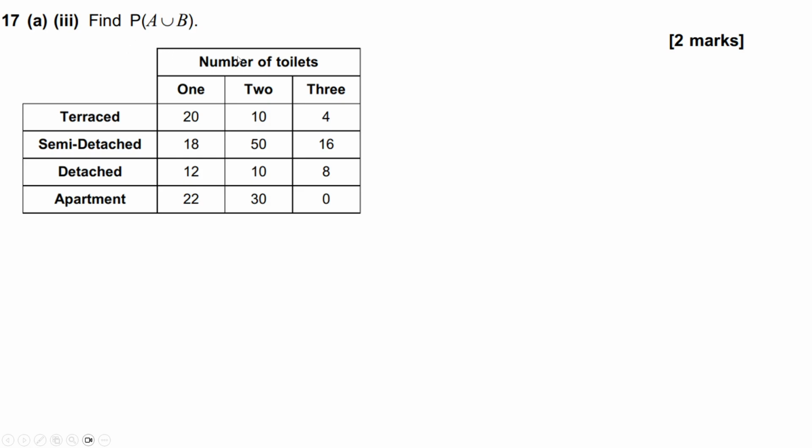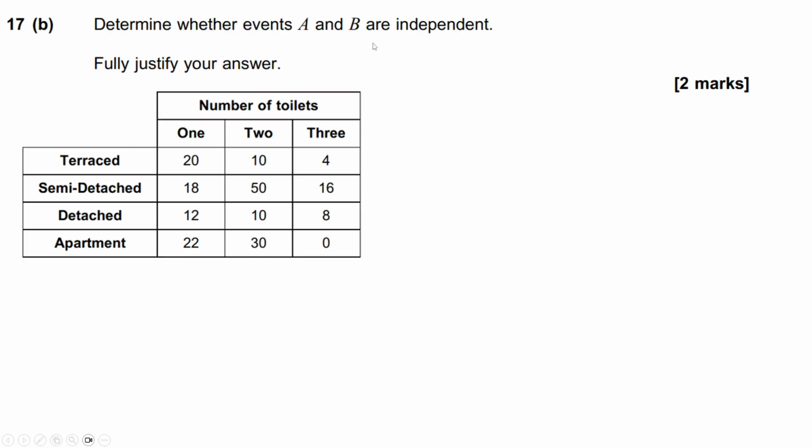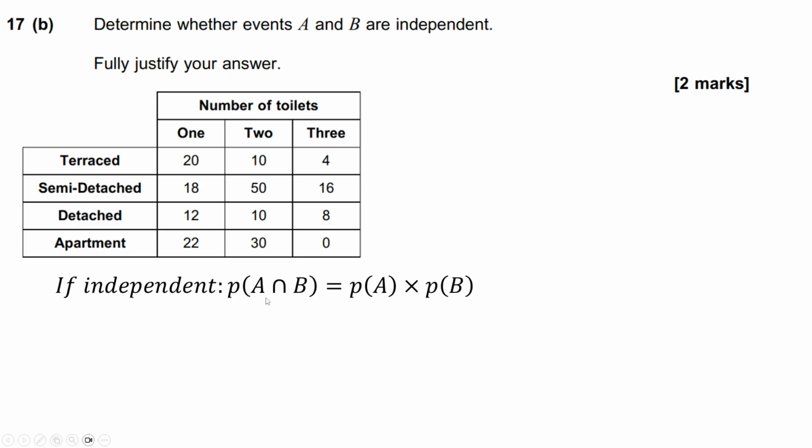Probability that is A or B, so it can be this, this, this, this, or this and this. We're not going to add this one again, because we've already accounted for it. So you sum all those together, and you'll get 120 over 200, which is the same as 3/5. Determine whether A and B are independent. If they're independent, the probability of A and B should equal the probability of A multiplied by the probability of B. I think you get given this in the formula booklet.